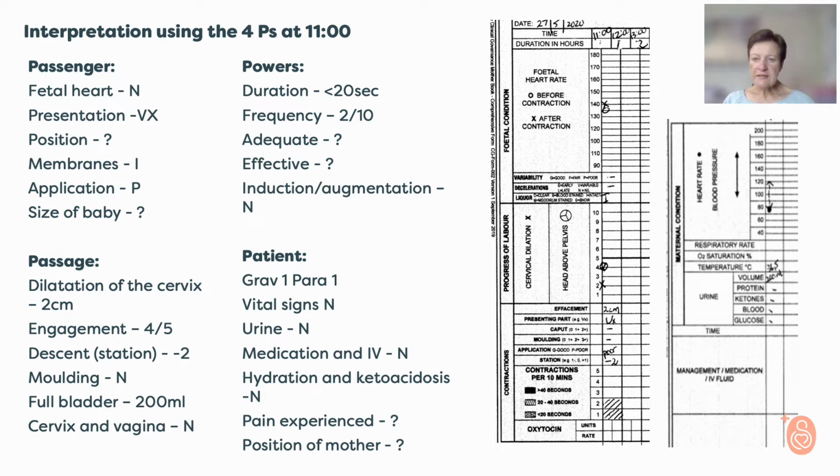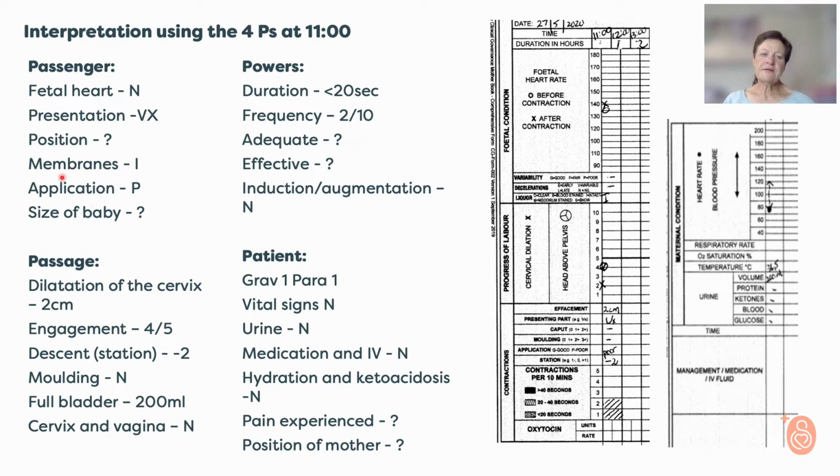Now, in this case here, the membranes are still intact. We can see here it's been recorded as an I, so the membranes are still intact. We don't know what the liquor looks like. If we look at the application of the fetus on the presenting part, we see that it's poor. So for some reason, which we will see now, the fetal head, which is the presenting part in this case, is not fitting very well on the cervix.